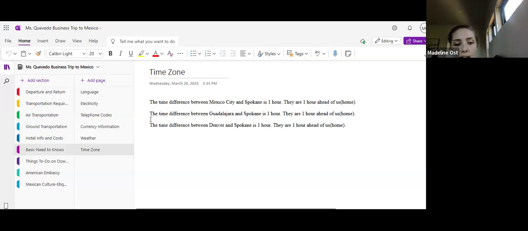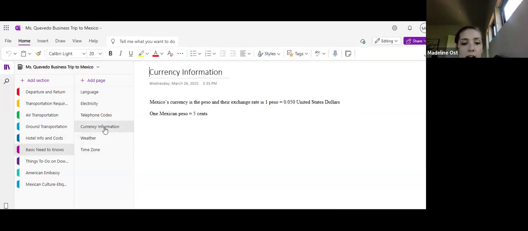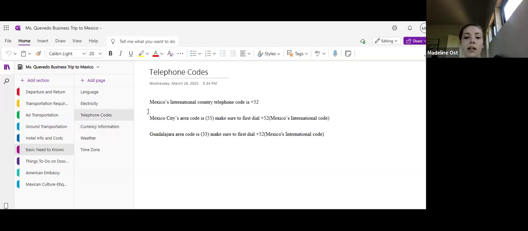We have the time zone differences between where she's going to be: Spokane, Denver, Mexico City, Guadalajara. And I have her weather temperatures for mid-April, her highs and lows. I have her currency information so that she'll know how to split up her money between the United States and Mexico: pesos, cents, dollars. I have her telephone codes for each city.